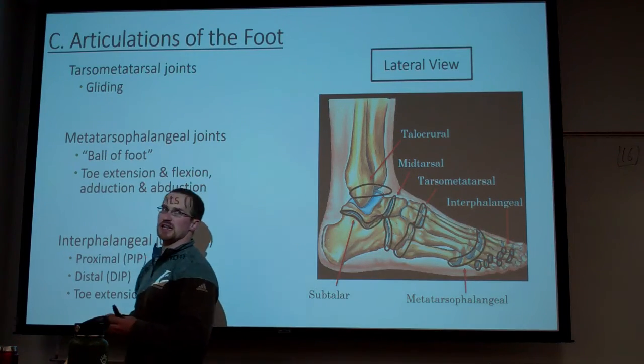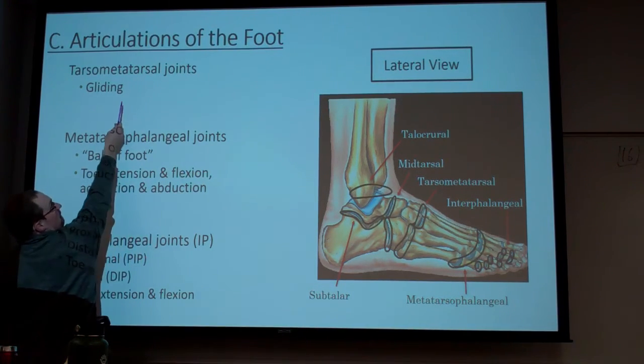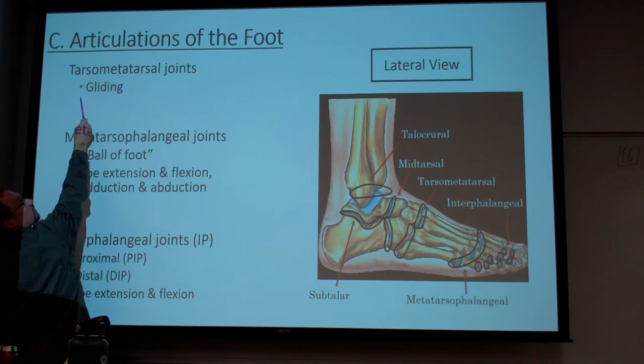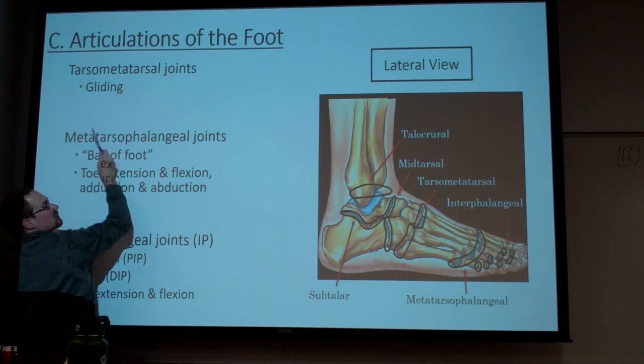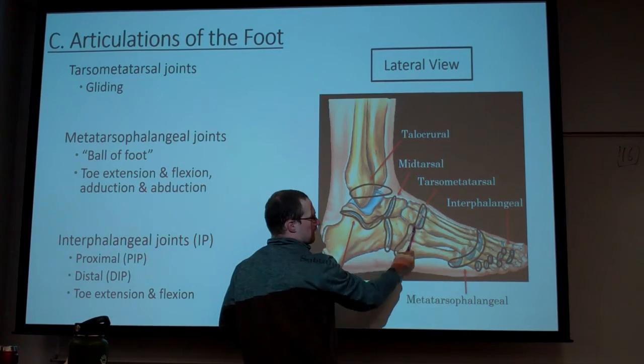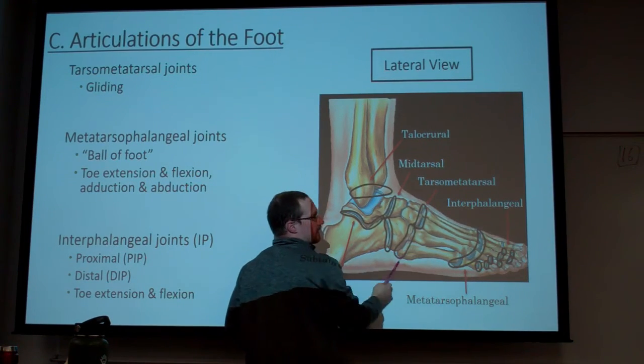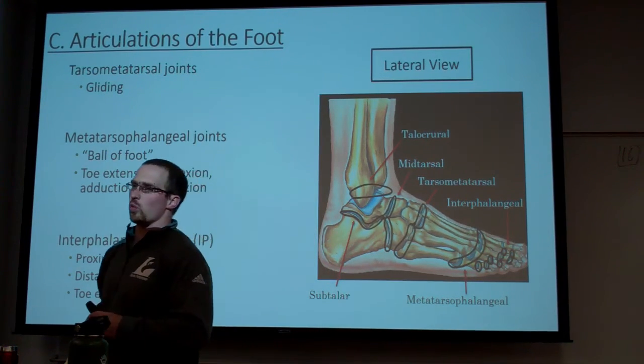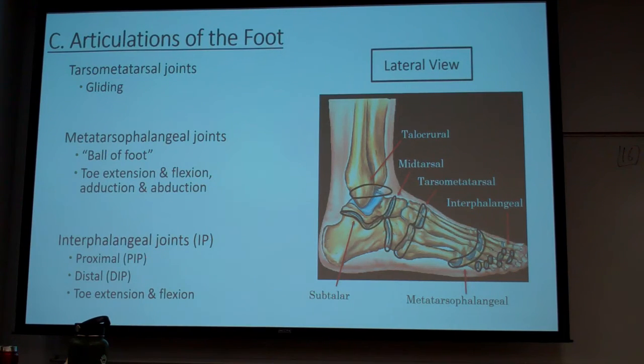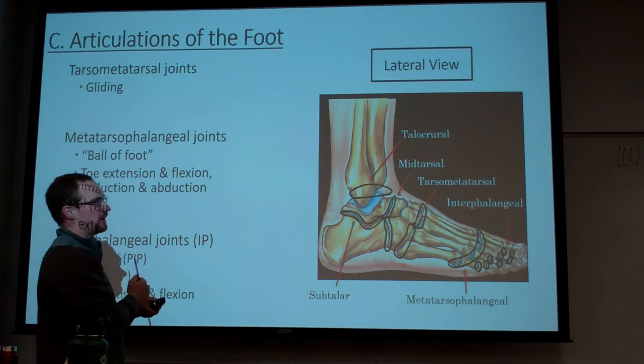Same picture, different slide. Tarso-metatarsal joints between your tarsal bones and your metatarsals. So that's going to be right here. Just like with your hand, these are going to be gliding joints as well. So we can glide past one another a little bit.